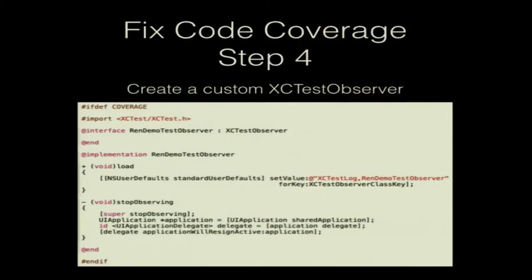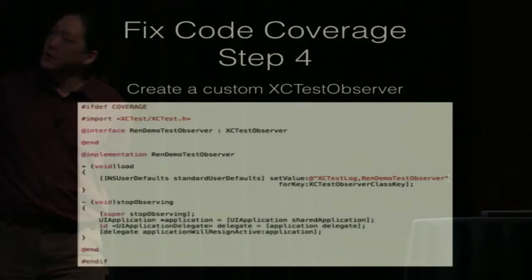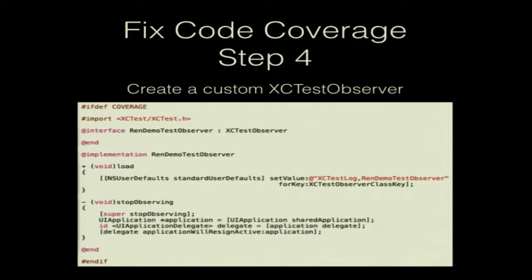Step 4, inside our test bundle, we want to create a new custom XCTestObserver class, right? This is a class that runs before your test suite and after your test suite. It monitors everything. And so this is the listing of the file that we have here. As you can see, I've if-def'd it with a macro, right? So that when I build it with any other configuration, this code just compiles down to nothing. Doesn't appear, right?